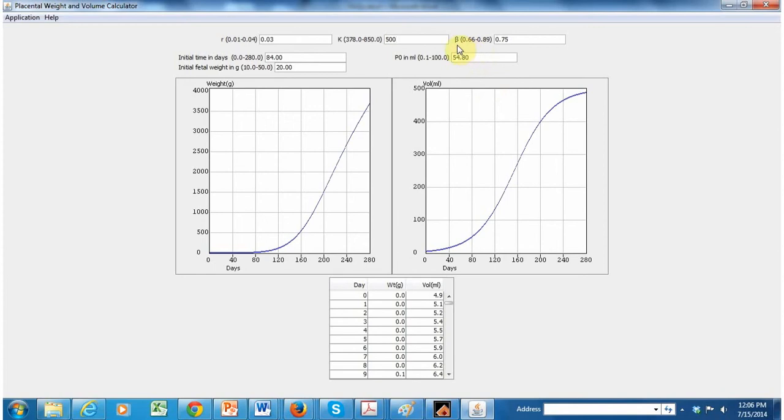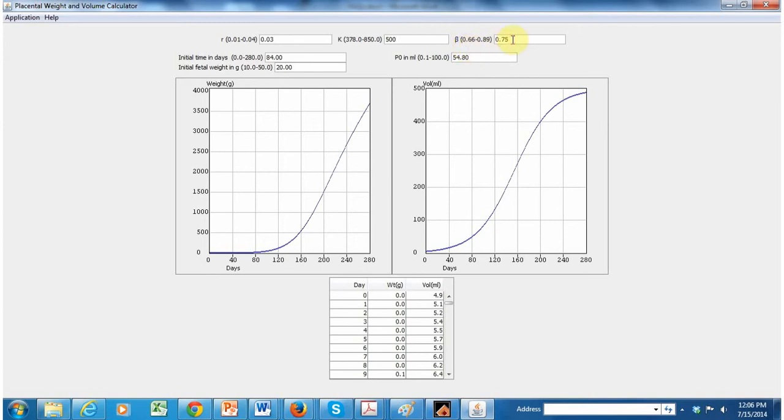Now beta is a very interesting value. There's a fetal placental scaling law that is held to very tightly at term, and this has been validated in a large number of pregnancies. And we know that beta theoretically should be at 0.75. Now, in experimental data, that beta actually ranged from 0.66 to 0.89, but not all of these pregnancies were healthy. In fact, values of beta that are off are related to placental inefficiency.